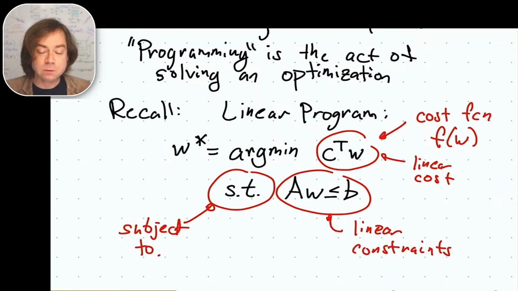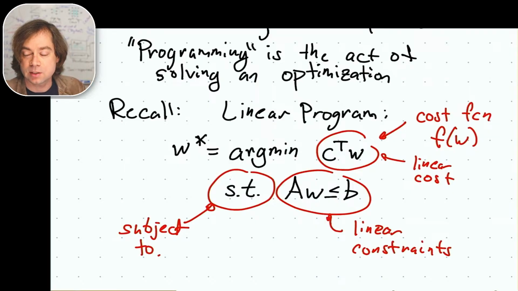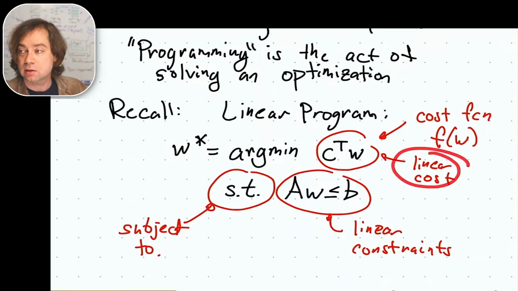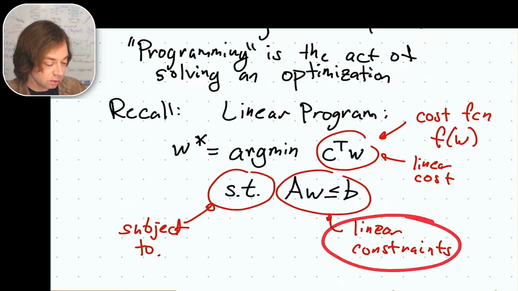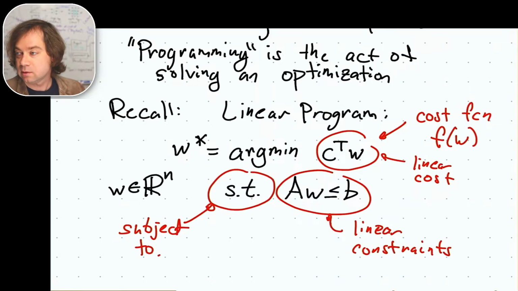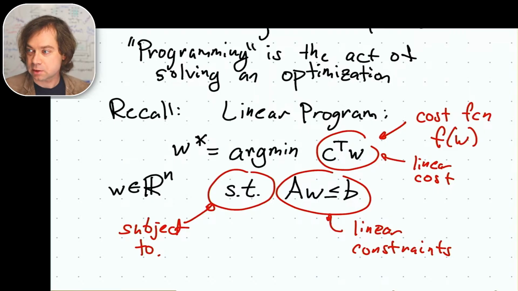Okay? That's what a linear program is. That's what we did last class. We set up an optimization problem. We said, you know what? That's a linear program. Why? Because a linear program has a linear cost and linear constraints. And specifically, we're going to say that our decision vector W is a vector of n real numbers. Okay? That's a linear program.